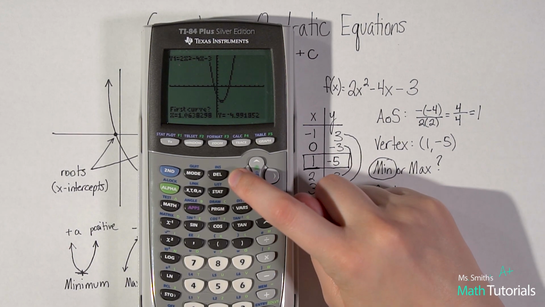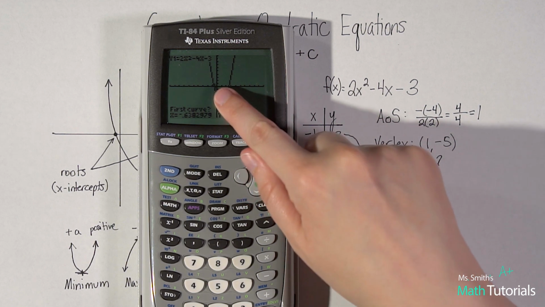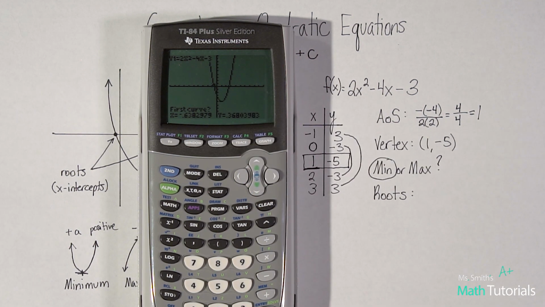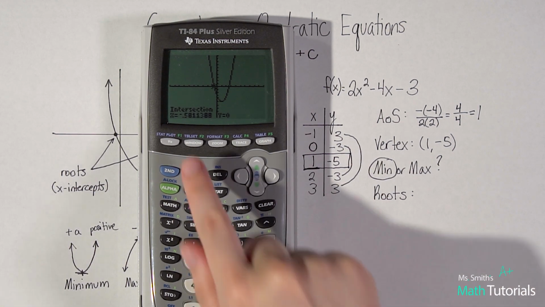It says first curve. We want to move that little spaceship over to my first intersection right there, approximately as close as you can get to it. Now I hit enter three times: one, two, three. It tells me the intersection.